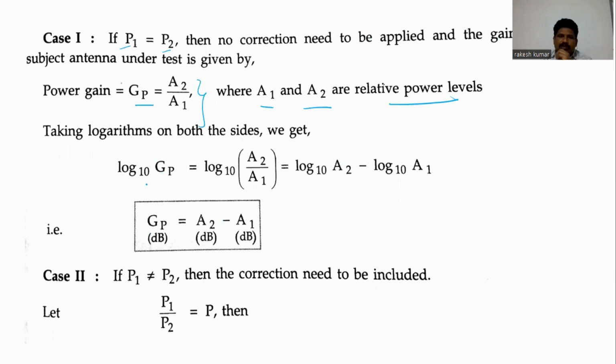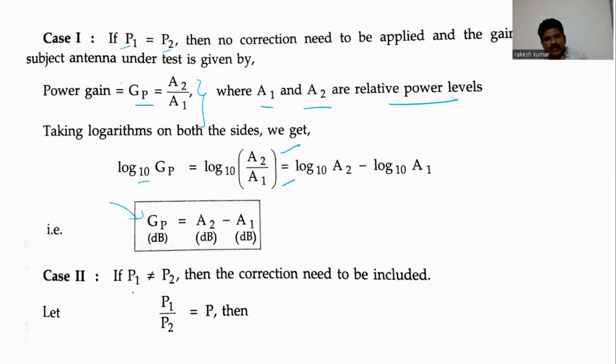Okay, so taking logarithm on both sides, GP in dB is equal to 10 log base 10 of A2 by A1. So log of A by B can be written as log A minus log B. So log base 10 A2 by A1 can be represented as log base 10 A2 minus log base 10 A1. So the same thing I can express as GP in dB is equal to A2 minus A1.